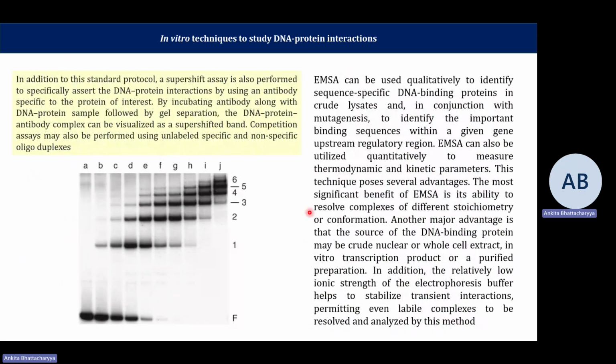In addition to the standard protocol that we explained, the supershift assay is performed to specifically assert the DNA protein interactions that you are seeing between the two entities, by using an antibody specific to your protein of interest. Under these circumstances, by incubating the antibody along with your DNA protein sample, followed by running it on a gel, the DNA protein antibody complex may be visualized as a supershift band.